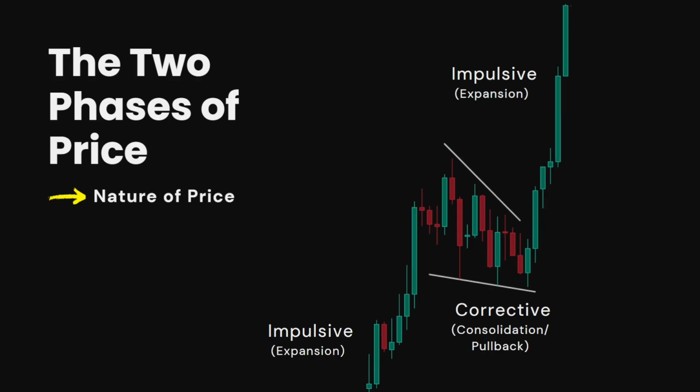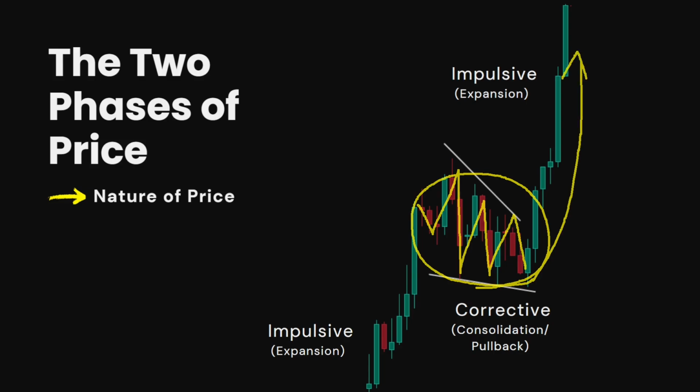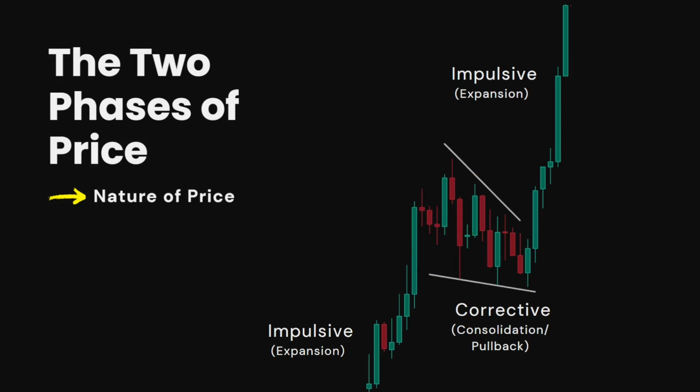And on the other hand, corrective phases are moments of doubt. That's when the market pauses or digests a move. It basically builds here, accumulates volume for the next move, in this case to the upside. Understanding these phases and being able to identify which phase price is currently in gives us as traders an edge. It allows us to anticipate potential price behavior and helps us to spot certain patterns.